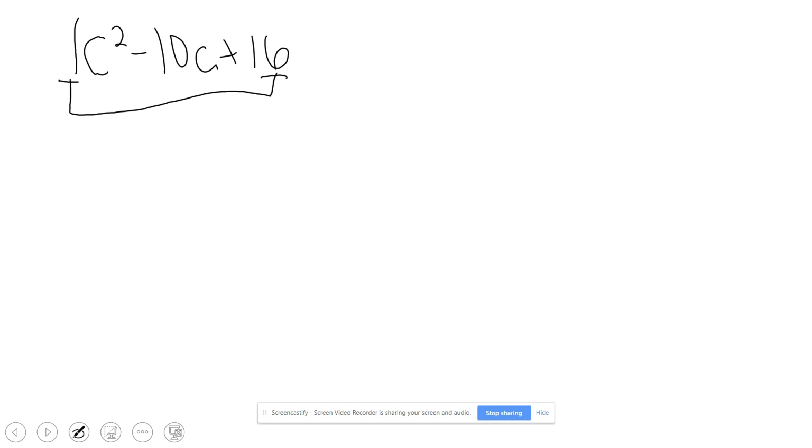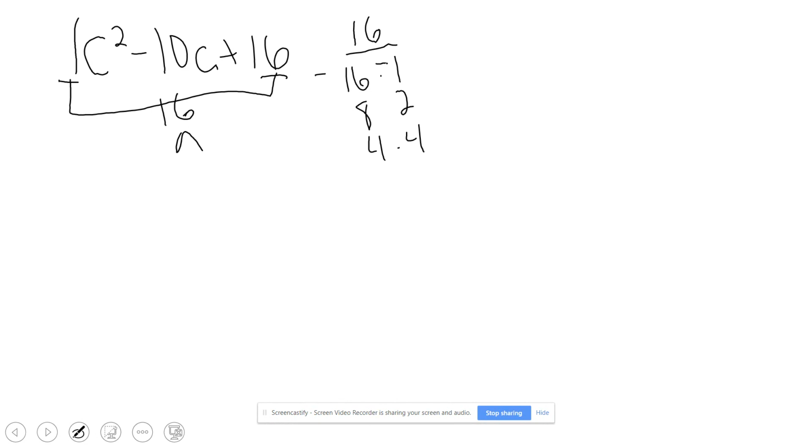So we're going to do 1 times 16 is 16. So we need factors of 16 that add to negative 10. Remember, factors are the two numbers that multiply to 16 and add to 10. So I have 16 and 1, 8 and 2, or 4 and 4.